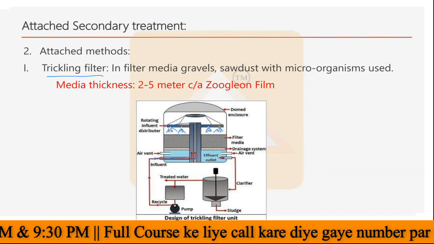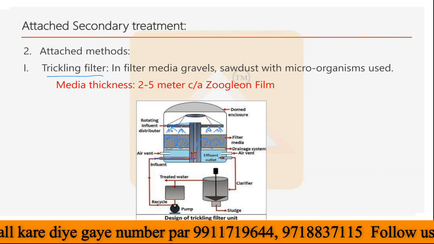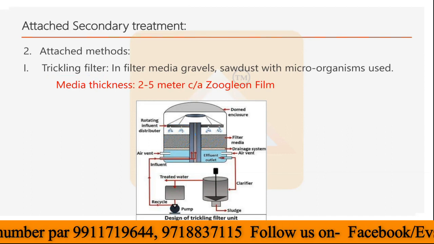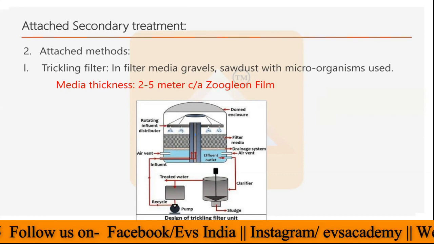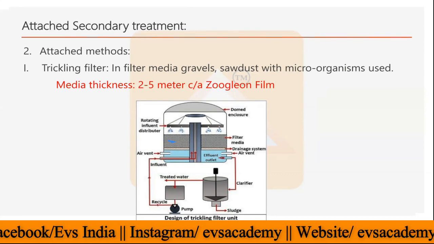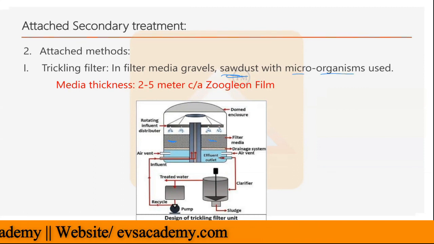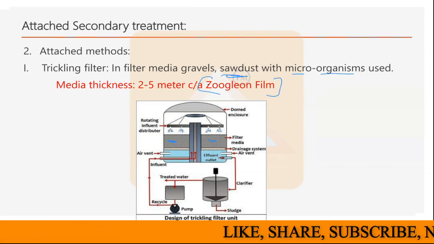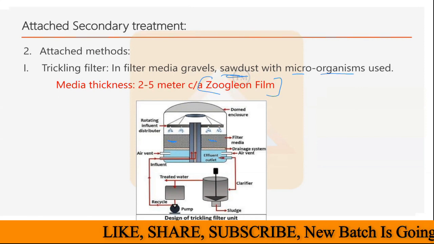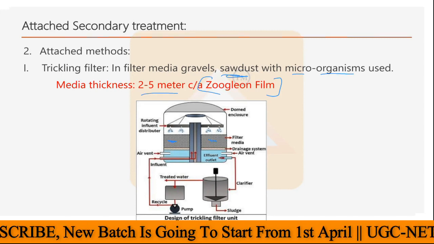And here all this water is coming through this particular media. This media has a very high amount of microorganisms present. In the trickling filter, the filter media, gravels, are present here, sawdust is present here, and a huge amount of microorganisms are also present here. So this filter media is also called the Zoogleal film. Why Zoogleal film? Because a high amount of microorganisms are present here. And the total thickness of this Zoogleal film is about 2 to 5 meters.